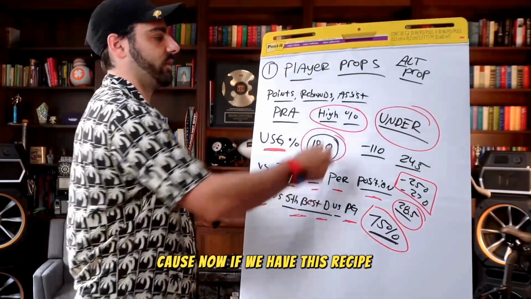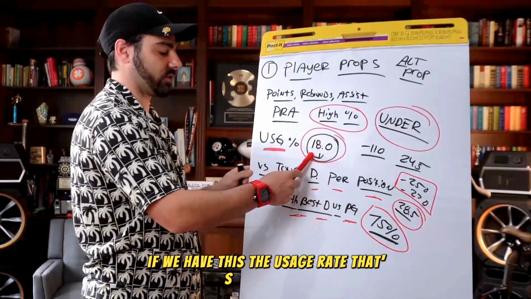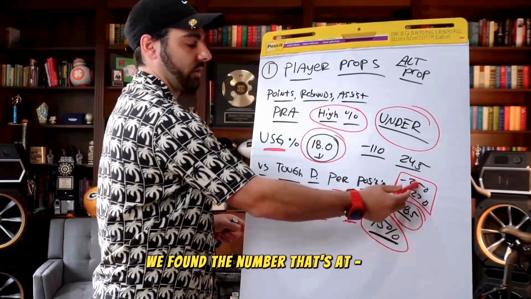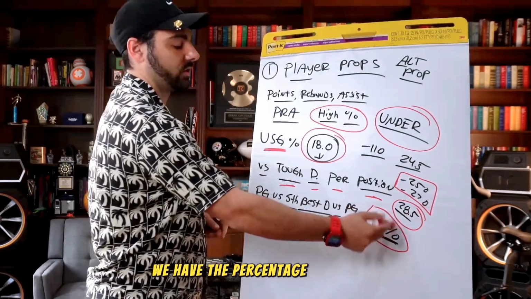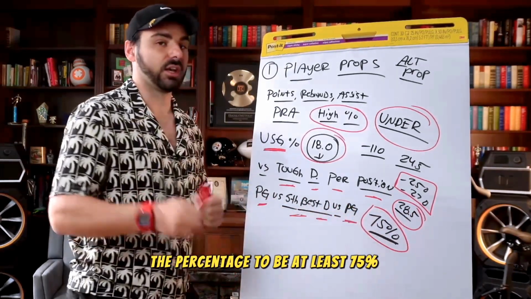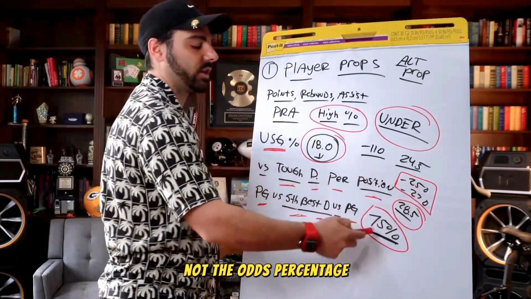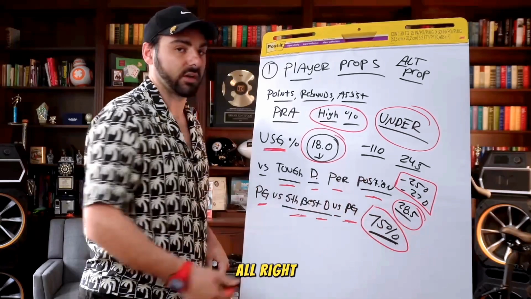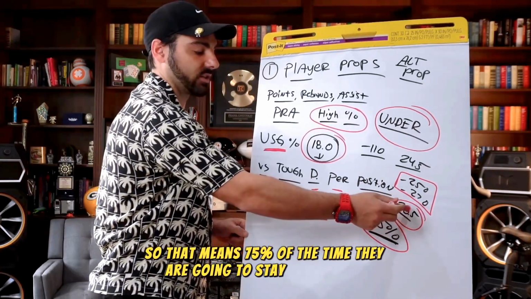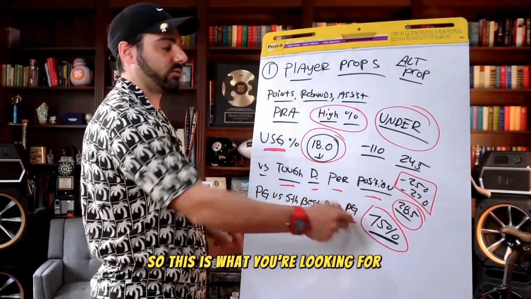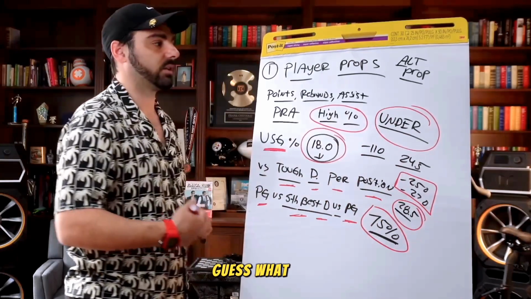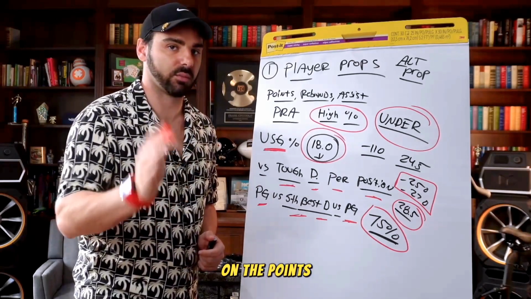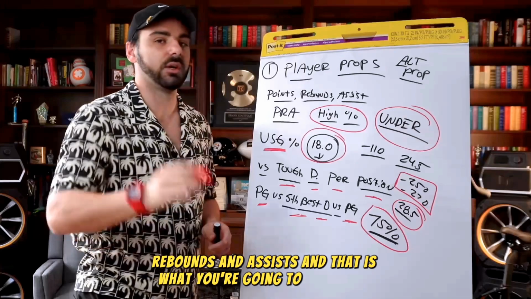Because now if we have this recipe here for an under, if we have the usage rate that's low, we have the defense pretty good against point guards, we found the number that's at minus 250, minus 270, we have the percentage right here to be at least 75%. The probability percentage, not the odds percentage. The probability of that player surpassing 28.5 is 75%. So that means 75% of the time they're going to stay below that number. Yes, this is what you're looking for. If we have all these to line up, guess what? Now we got ourselves a player prop for the under on the PRA, on the points, rebounds, and assists. And that is what you're going to be placing.